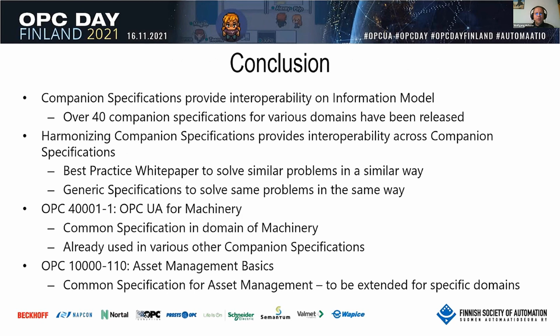So to conclude this short presentation, companion specifications provide interoperability on the model layer. We have a lot of companion specifications out there. And the reason to harmonize them is that you have similar things in the same way, same things in the same way. We have the best practice to do similar things, and those generic specifications to solve things in the same way. And the machinery specification and the asset management specifications are two examples of those generic specifications. And that's it from my side.